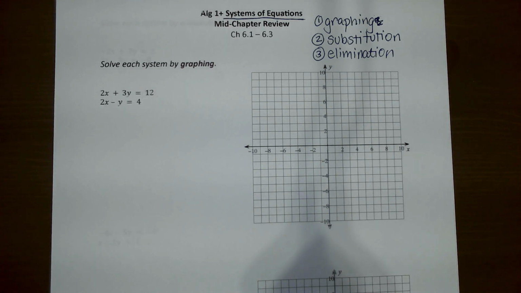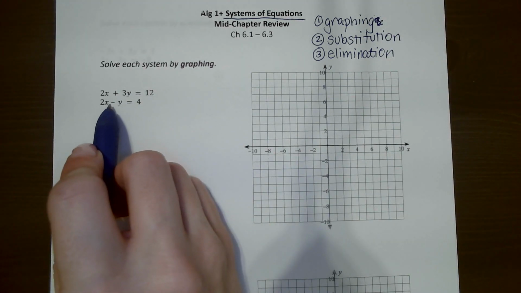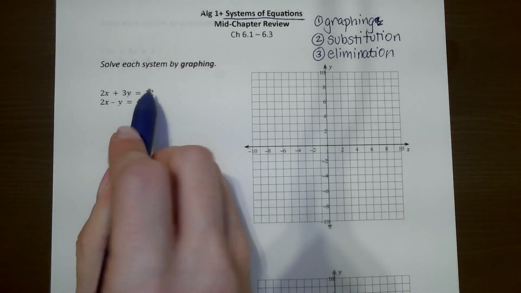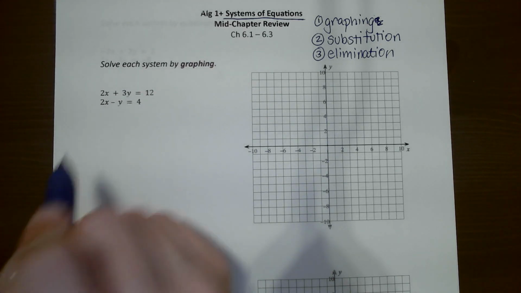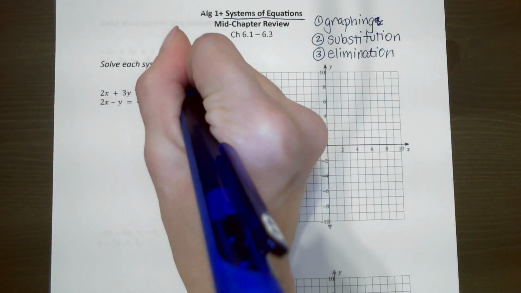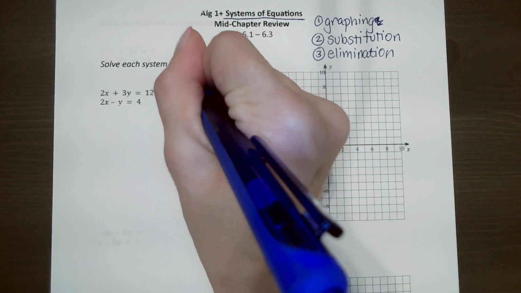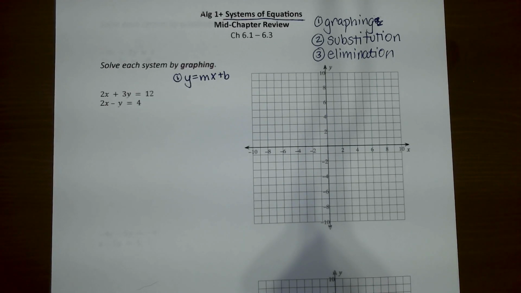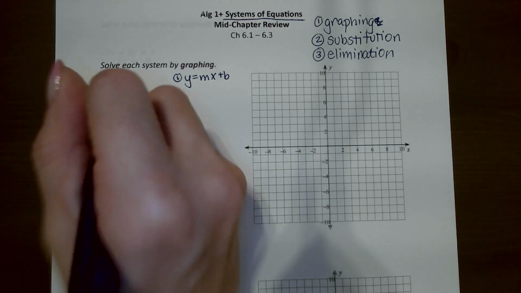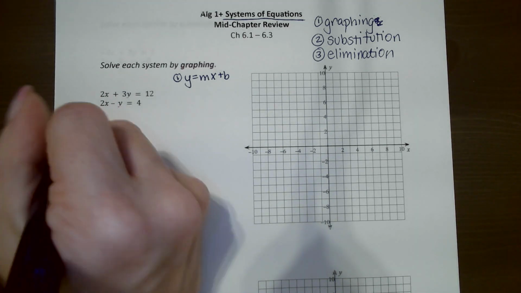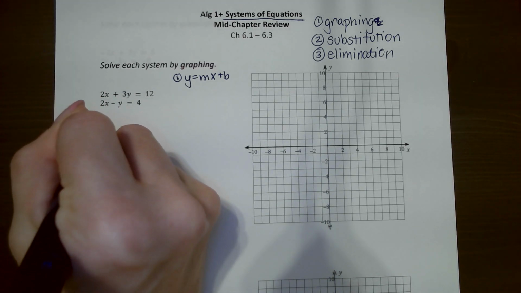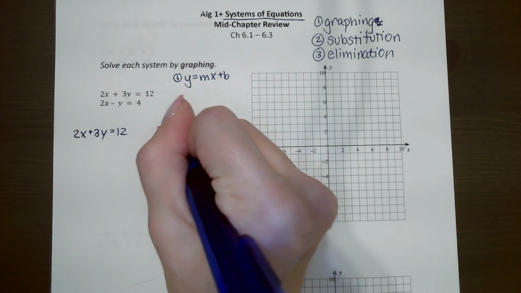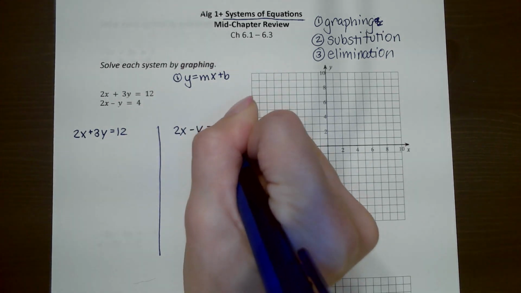Let's start with graphing. So our first system that we're given is 2x plus 3y equals 12, and 2x minus y equals 4. Now, step number 1 when solving a system by graphing is we want to put it into y equals mx plus b form so we can more easily and accurately graph it. So when I'm solving 2x plus 3y equals 12, I want to solve for y. And then I'm going to do the same thing for my second equation, 2x minus y equals 4.